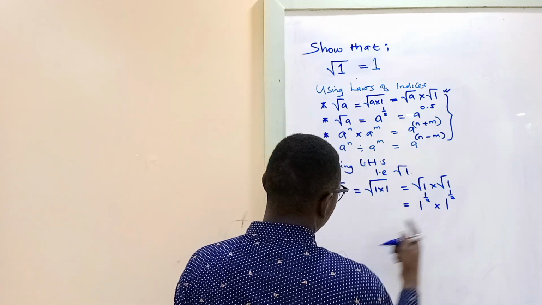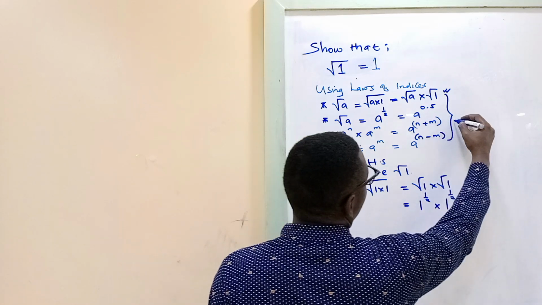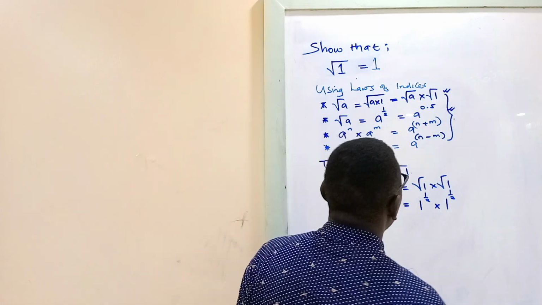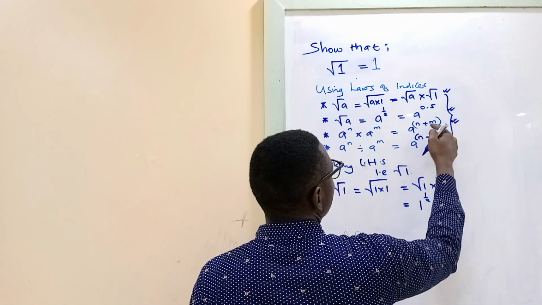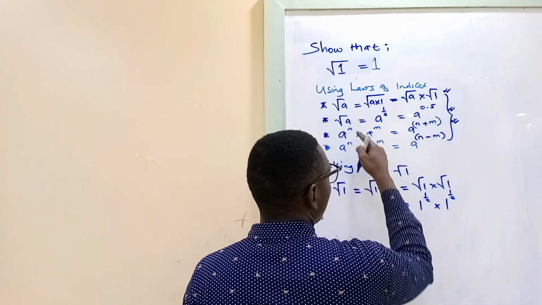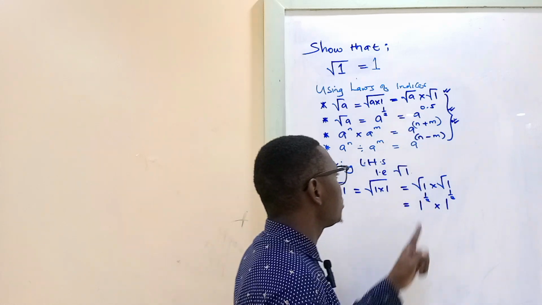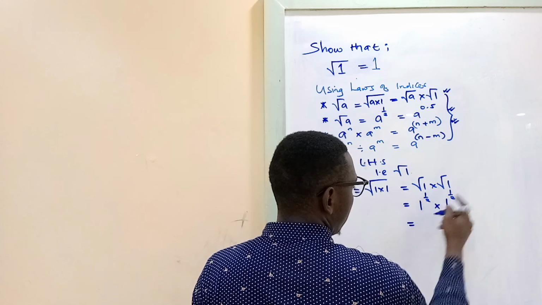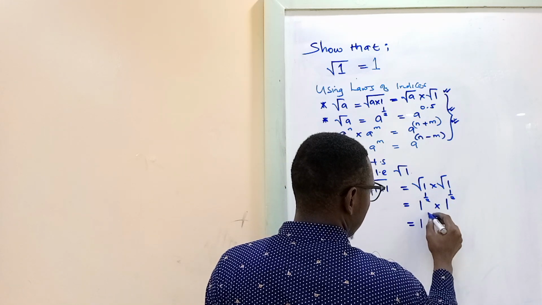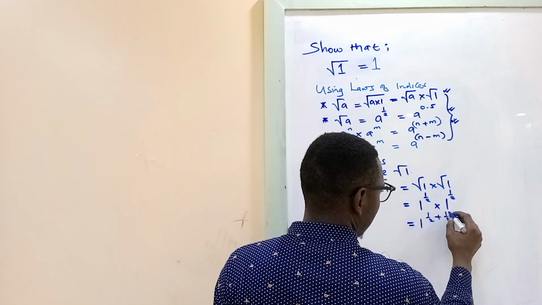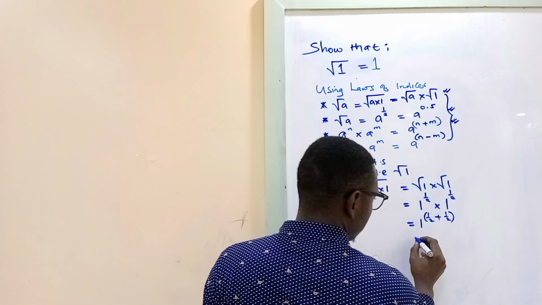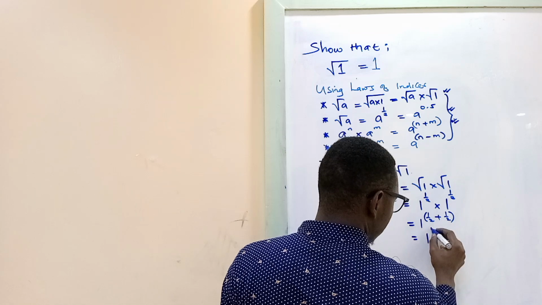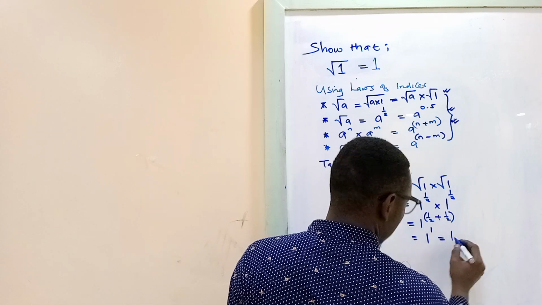And that is now the case of law number 2, and also law number 3 if you have this case. For root a, it's a to the power half, so root 1 equals 1 to the power half. Then we have 1 to the power half times 1 to the power half. What is half plus half? Because we have 1 over 2 plus 1 over 2, that is half plus half. This becomes 1 to the power half plus half, which is power 1, which is equal to 1.